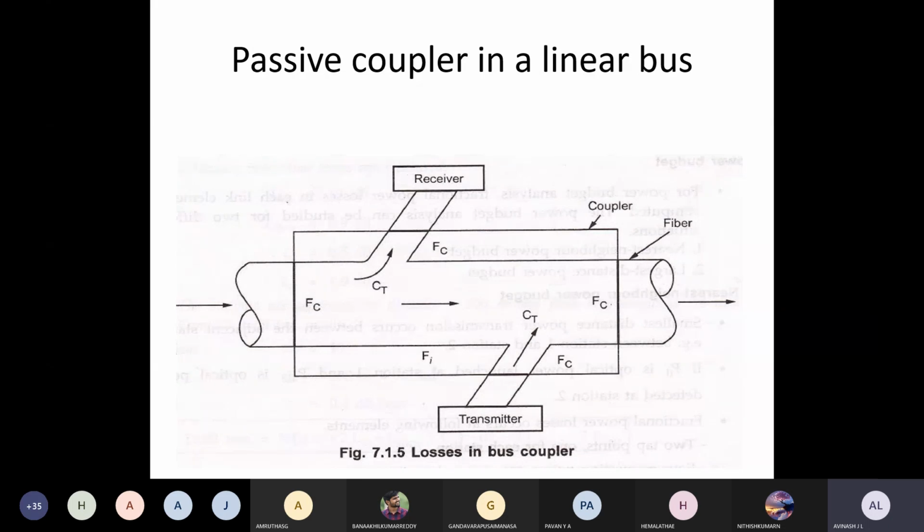Now CT is the fraction of power which is transmitted from the transmitter, which has been traveling in the coupler. Now Fi, what is Fi? Fi is the fraction of power which is lost in the coupler. That means due to the losses which are there in the coupler, maybe the attenuation, maybe some other kind of losses, maybe the scattering losses. So this Fi is the fraction of power which is lost in the coupler.